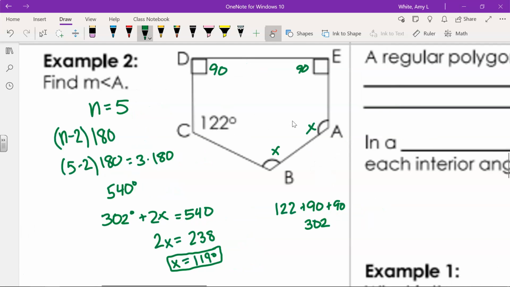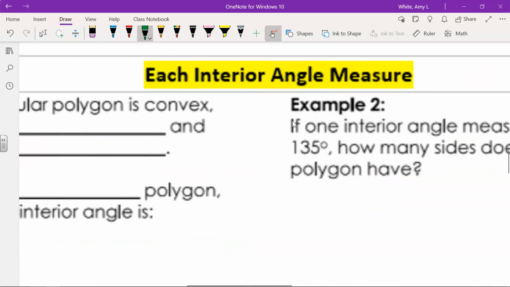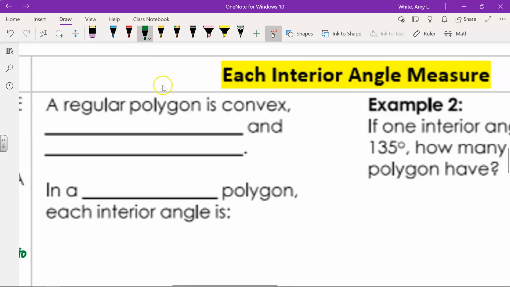There is another formula, where we can adapt this formula to find each interior angle measure. The one thing to notice about this formula is that it is specifically for a regular polygon. So to remind us of our definition, a regular polygon is convex, equilateral, and equiangular. So it means that the sides and the angles are congruent.